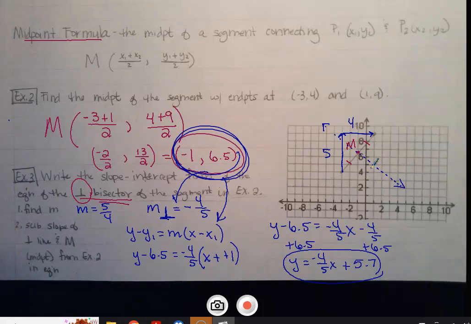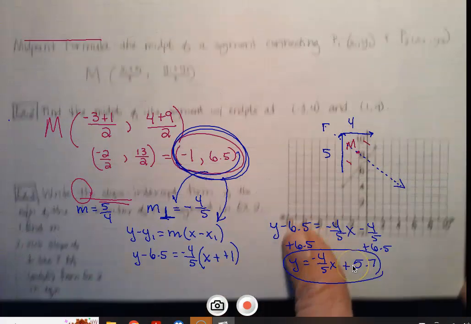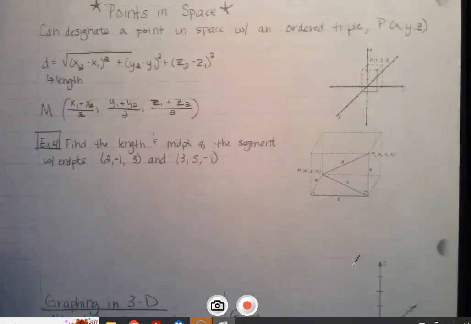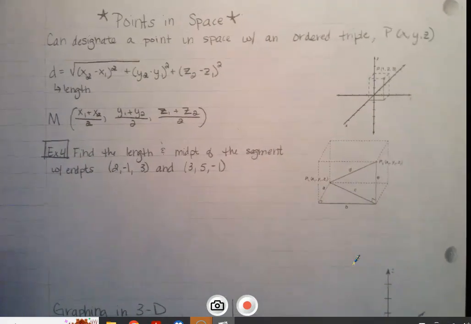Now, I'm going to blow your mind on the back. Points in space. We're going to talk about this and how to solve for the distance and the length. As far as the graphing part goes, probably not, but I do want you to realize that there are points in space.